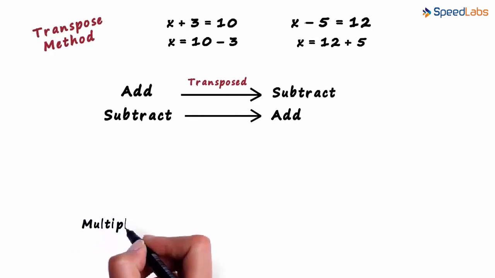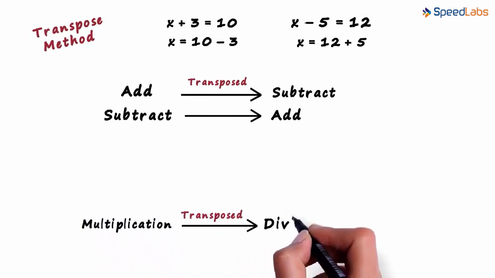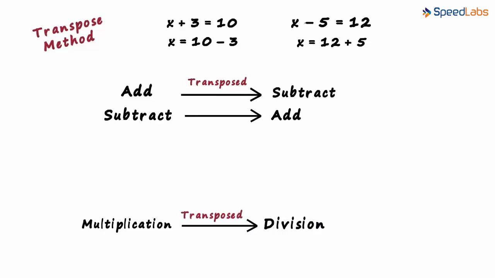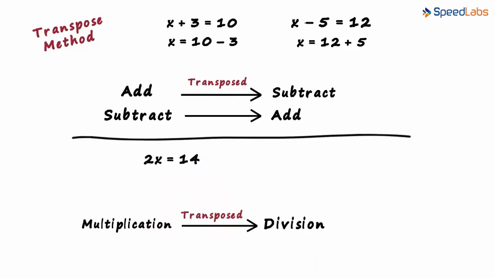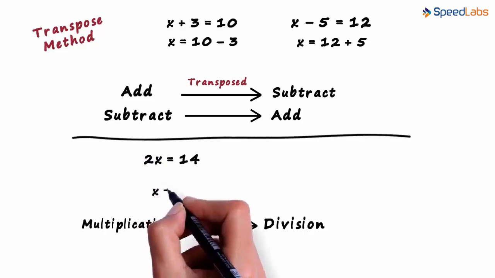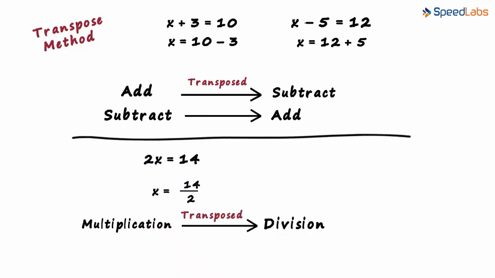The concept is similar for multiplication and division. A term that is multiplied on one side is divided when transposed to the other side. Let the next equation be 2x equal to 14 that we need to solve. Since our aim is to have just the variable on the left-hand side, we should eliminate 2. And since 2 is multiplied on the left-hand side, we transpose it and divide the right-hand side by 2. We get x equal to 14 by 2.